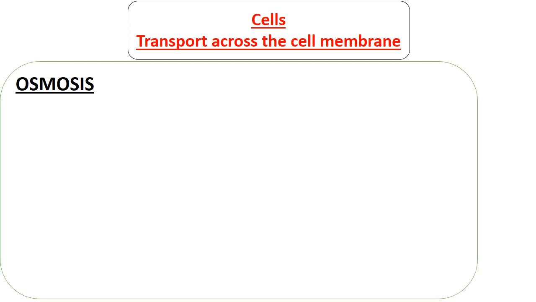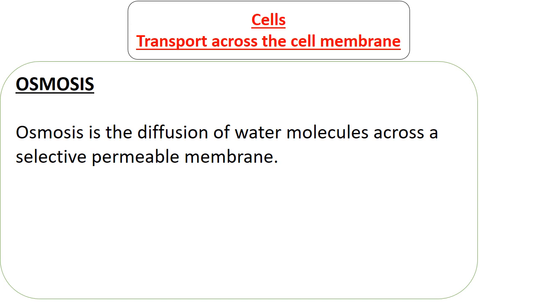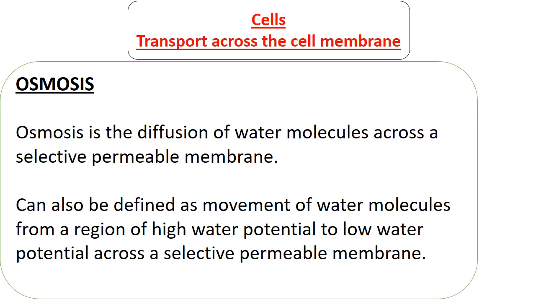The other mode of transport across the cell membrane is osmosis, which is defined as the diffusion of water molecules across a selective permeable membrane. So, looking at diffusion, and because we understand what diffusion means, osmosis can be defined as the movement of water molecules across a selective permeable membrane from a region where they are highly concentrated to a region where they are low in concentration. Another definition for osmosis is the movement of water molecules from a region of high water potential to low water potential across a selective permeable membrane.